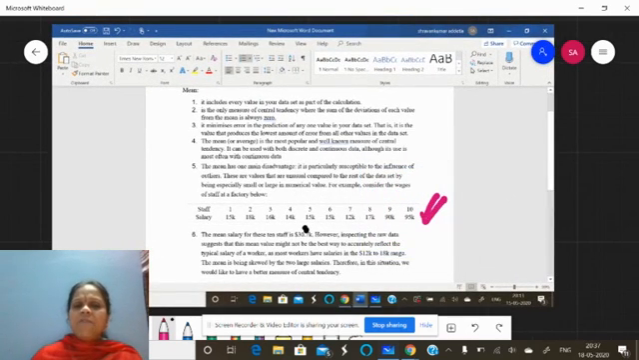Mean includes every value in your data set as a part of calculation. It is the only measure of central tendency where the sum of deviation of each value from the mean is always zero. It minimizes error in the prediction of any one value in your data set. The mean is the most popular and well-known measure of central tendency, but it has one disadvantage.